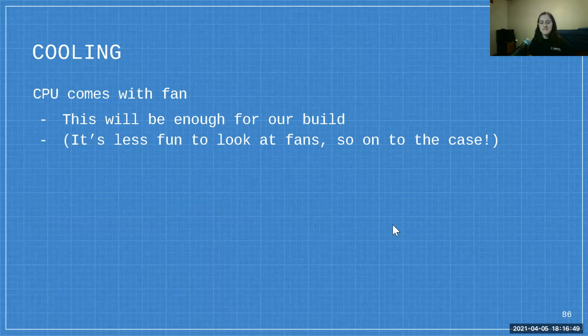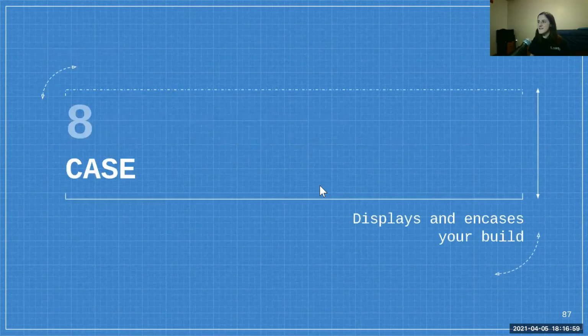And Trey's right, more fans can be added later. And it is less fun to look at fans. So let's go ahead and move on to the case. Let's choose a case. That will probably be more fun than looking at fans.